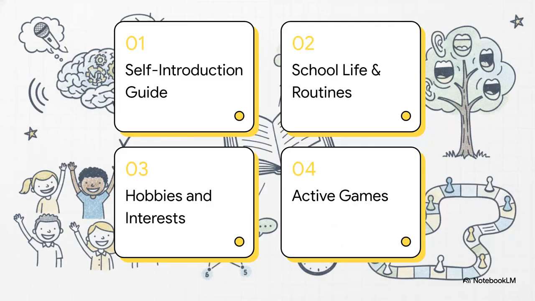So, here is our roadmap for today. First, we'll go over a structured self-introduction guide. Number 2, school life and routines. 3, discussing hobbies and interests. And finally, we'll wrap up with active interaction through games.